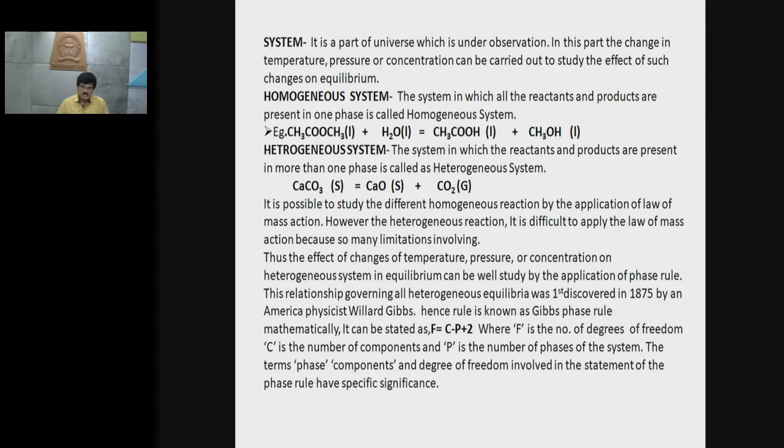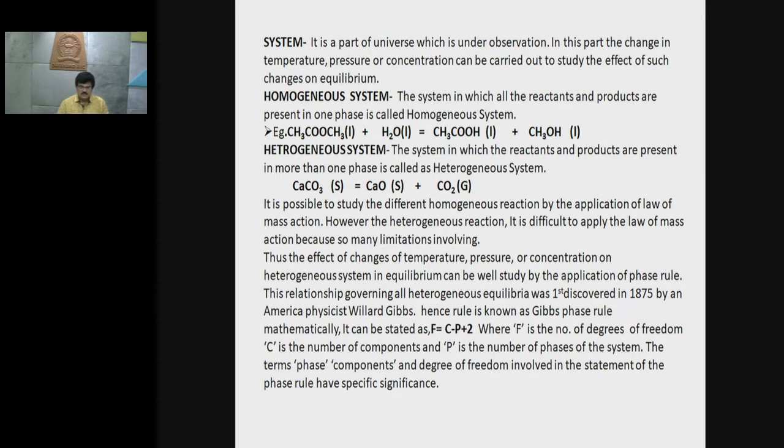So methyl acetate is present in a liquid state, water is also present in a liquid state, acetic acid is also present in a liquid state, and at the same time methanol is also present in a liquid state. So in this example, all the reactants and products are present in only one phase, so that the system is homogeneous system. Now define heterogeneous system. The system in which the reactants and products are present in more than one phase is called as heterogeneous system.